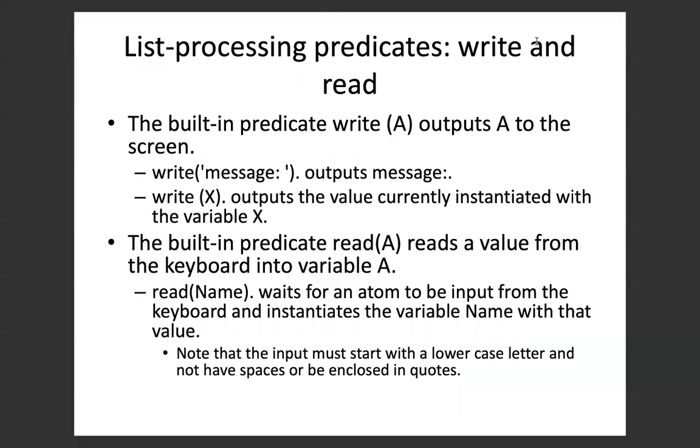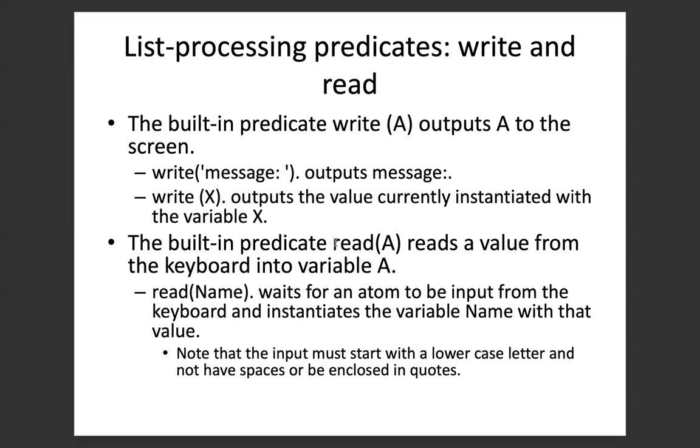List processing predicates for writing and reading data. The built-in predicate write outputs the value to the screen. This is the equivalent of the prompt that we use in high level languages. So if I write something in double quotes, it will print this word as it is on the screen. Similarly, write X, as you can see that this is a variable, will output the contents that are currently stored in X on the screen. So this is how I'm using Prolog in a way like we do in any high level language for printing something on screen. Similarly, I'm also allowed to read something from the keyboard.